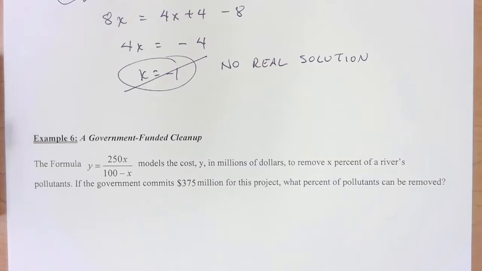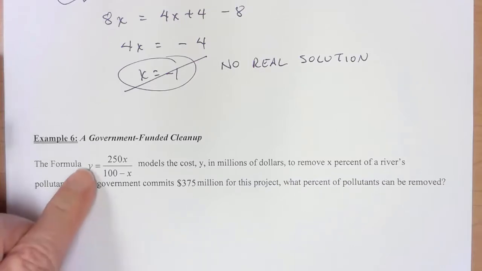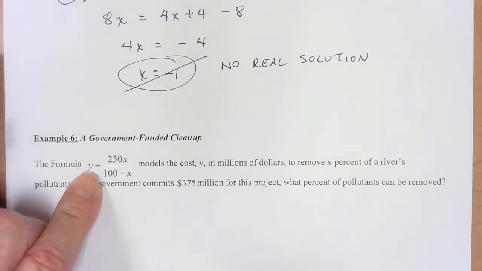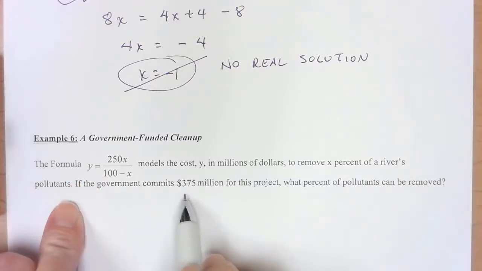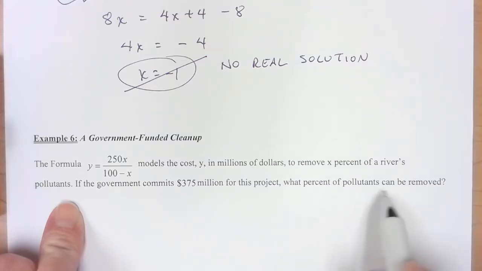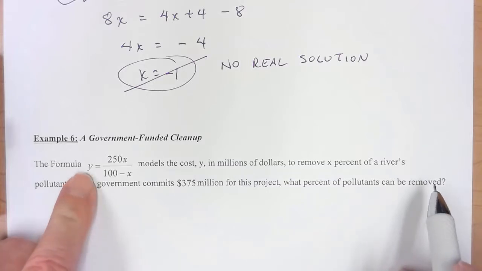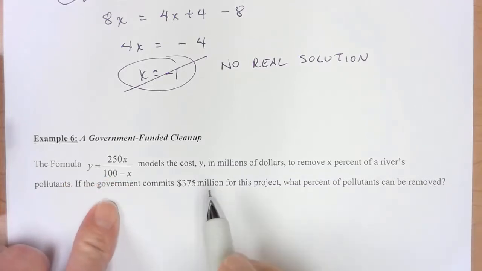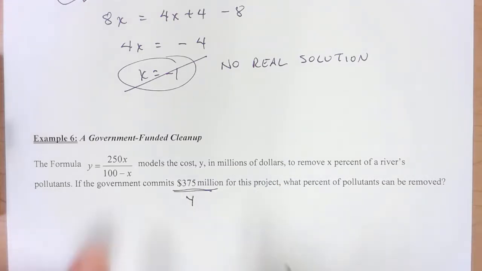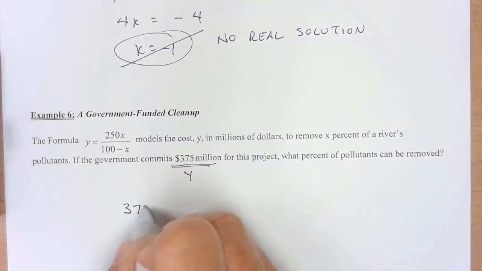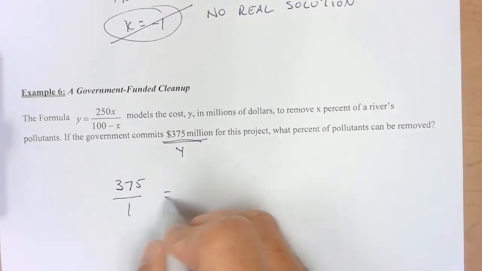So we do have an application, a government-funded cleanup. The formula y equals 250x over 100 minus x models the cost, y in millions of dollars, to remove x% of a river's pollutants. If the government commits $375 million for this project, what percent of pollutants can be removed? I've got two unknowns, so I've got to know what this is. So since y is in millions, this is my y value. So let me put 375 over 1.